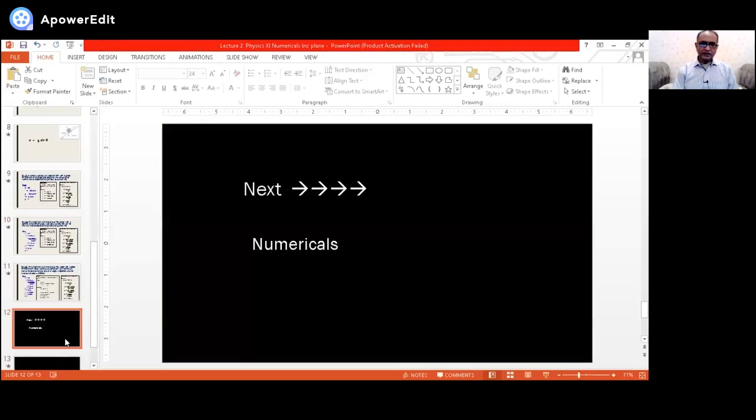So what will you do next? Again, the numericals. 2 more numericals we'll do tomorrow. One with the same concept in inclined plane, and the other one is of momentum.